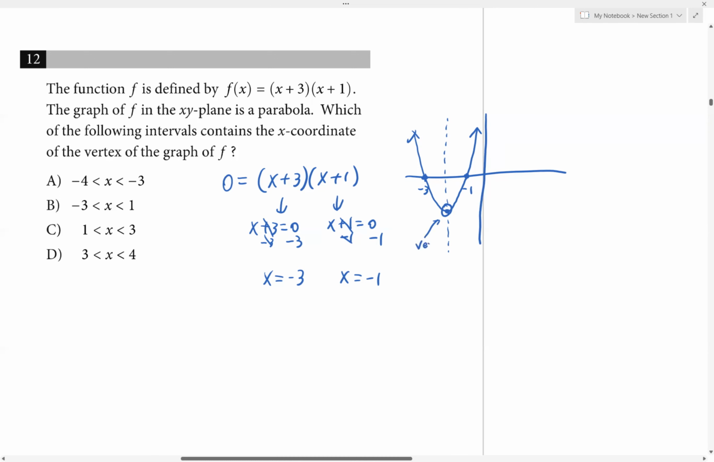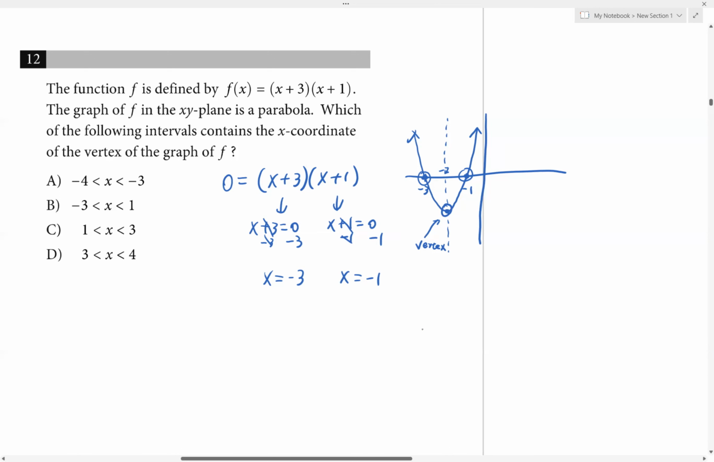And what we want to say is, the x-value of the vertex is between what numbers? Well, we know for sure it has to be between negative 3 and negative 1. Right? In fact, it should be right in the middle, so it should be negative 2 in this case. So you know the x-value of the vertex is actually negative 2.